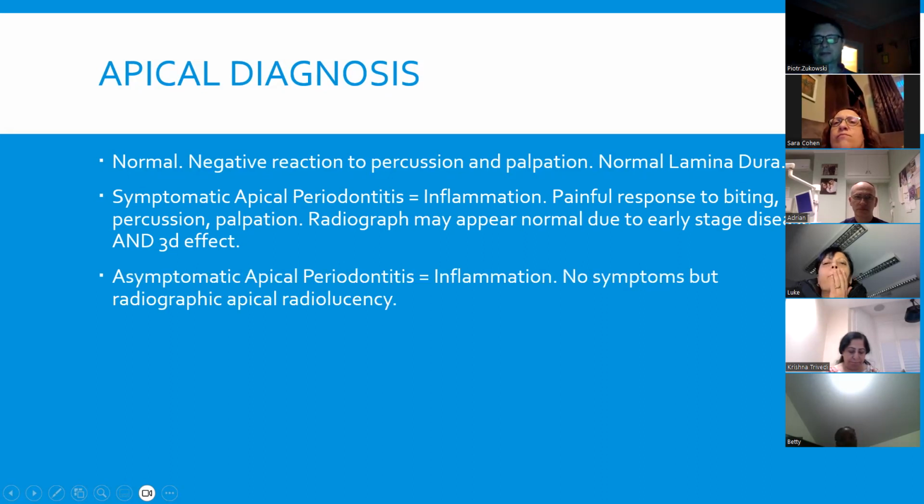Asymptomatic apical periodontitis is inflammation. There's no symptoms, but this is where you get the radiographic apical radiolucency. So it's the one where you take an X-ray or an OPG and say, oh, there's an apical area there, didn't know about that. Again, you don't tend to get it on the urgent clinic.